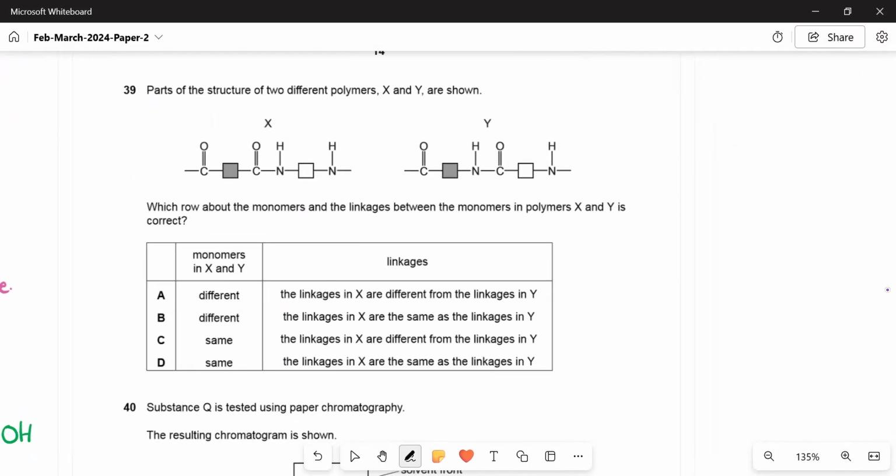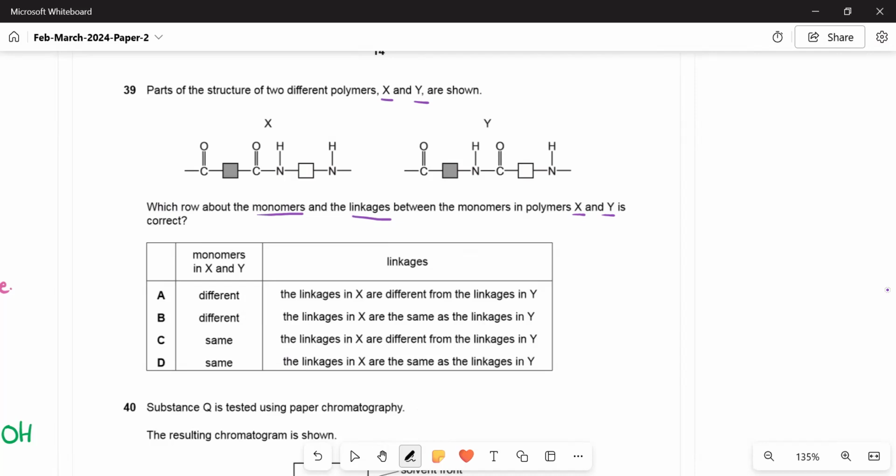Now we have question number 39. Parts of the structure of two different polymers X and Y are shown. These are two different polymers. Which row about the monomers and the linkages between the monomers in polymers X and Y is correct? It means, are the monomers in X and Y different or the same? And are the linkages the same or different?